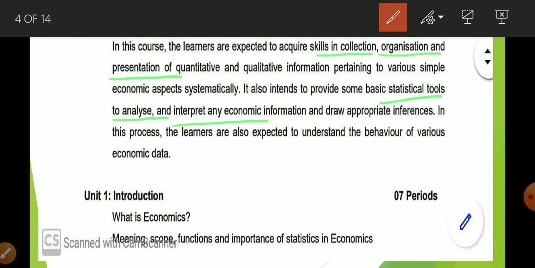Your class 11th economics books, Statistics for Economics and Introductory Macroeconomics, and your class 12th books, Indian Economic Development and Macroeconomics, are the base for your economics for higher education. So please, students, learn it properly.